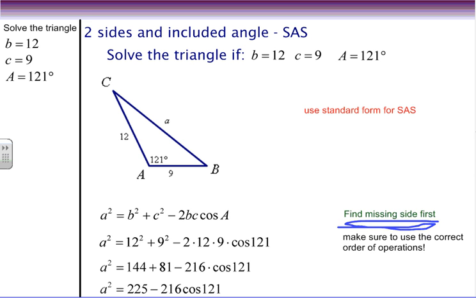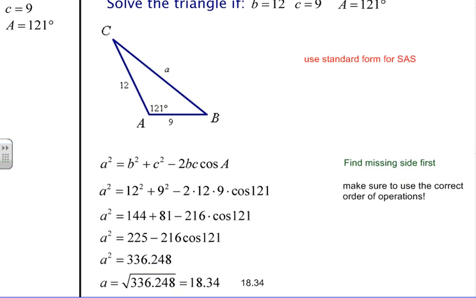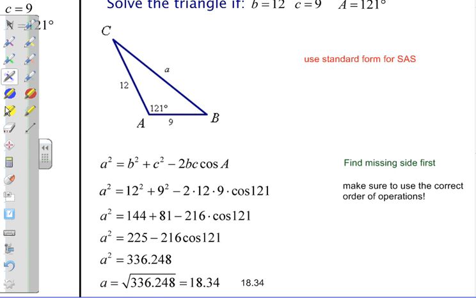Okay? Now, I want to point out something to you guys. I want you to make sure that when you're starting with your standard form of the law of cosines like we have right here, make sure you're using the correct order of operations to do this. Okay? And what I mean by that is there's really like parentheses around here. You want to make sure that you find this product before you do any subtraction.